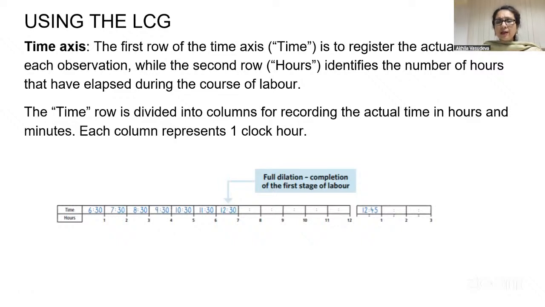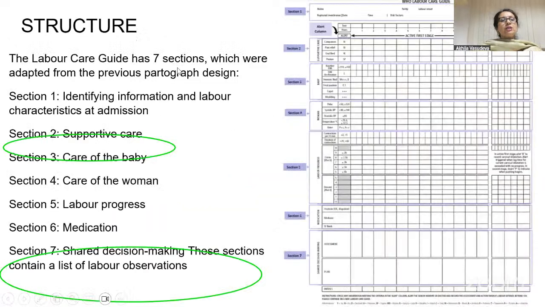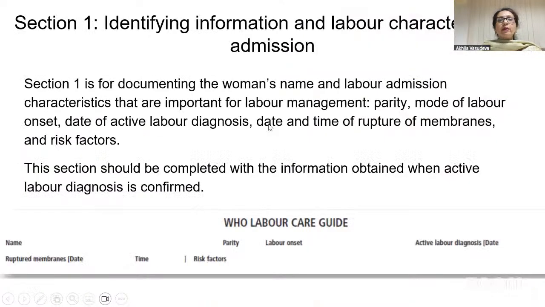You cannot strictly go by a rule here, because remember, 12 hours after reaching 5 centimeters is not a small duration. You need to monitor the fetus and mother very carefully. So there are many sections here. Section 1 is identifying and demographic information. We'll go with these sections one by one.